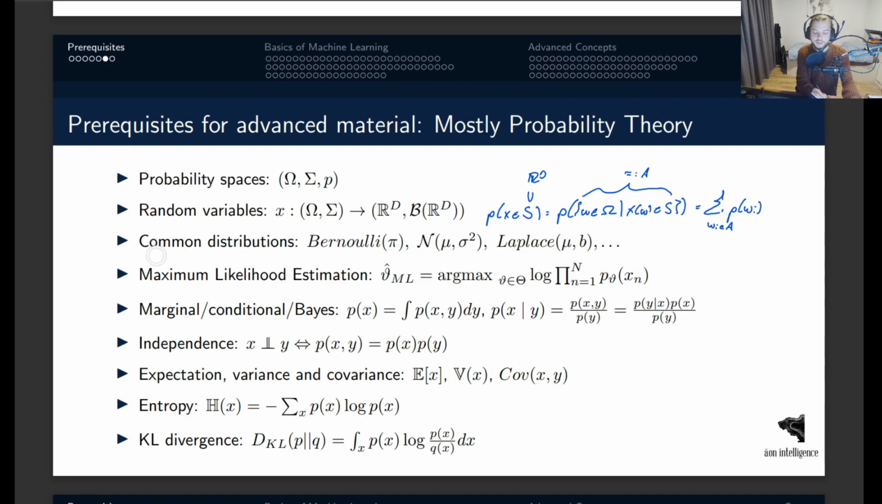And then we say a random variable is distributed according to a probability distribution. Some common probability distributions that we'll encounter time and time again are the Bernoulli distribution, which is parameterized by the probability of success pi. There's the normal distribution, or the Gaussian density, which is parameterized by a mean value mu, as well as a variance sigma squared. And then there's the Laplace distribution that is also parameterized by two values, namely the mean value mu and the scale parameter b. And then there are, of course, many other distributions that one might consider.